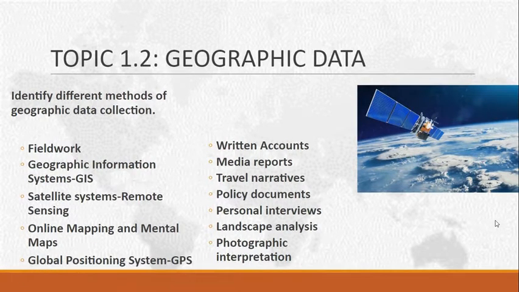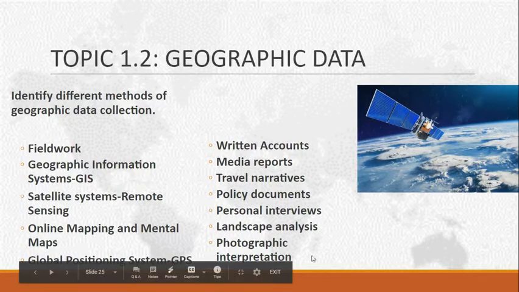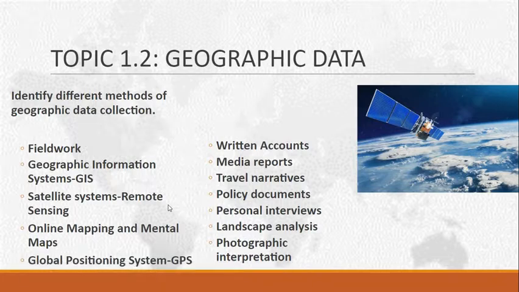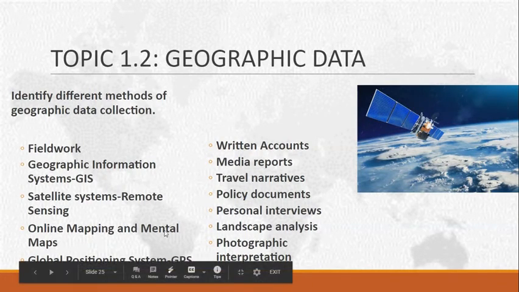Topic 1.2 is geographic data, and the first main thing is to identify different methods of geographic data collection. There are all different ways that geographers collect data. This is probably not an entirely exhaustive list. One way is fieldwork, going out into the field and collecting data, and that encompasses a number of these things as well. A number of more scientific ways are using satellite systems and remote sensing, and we'll talk about what remote sensing is, and GPS.